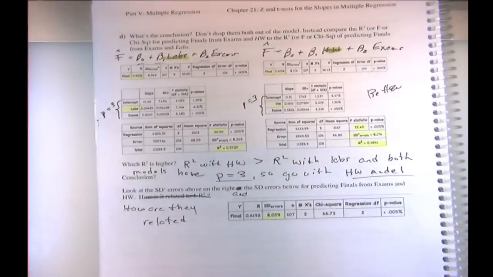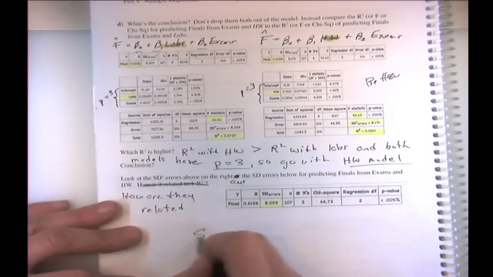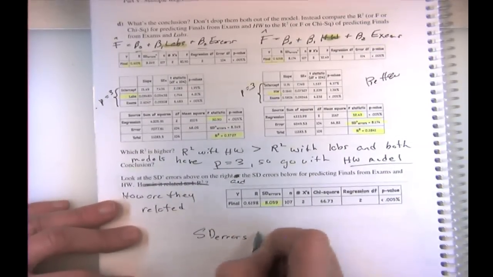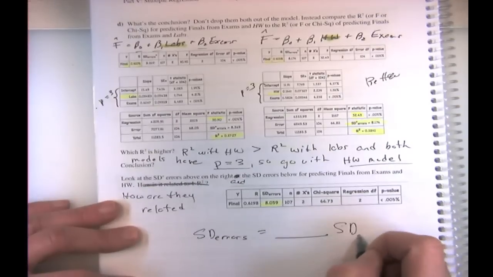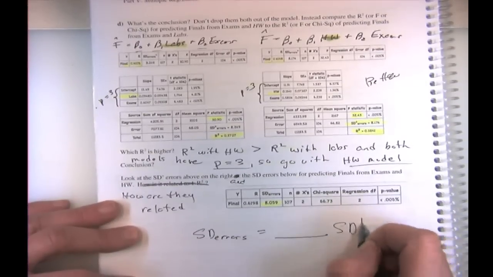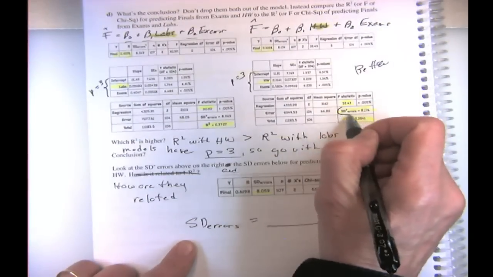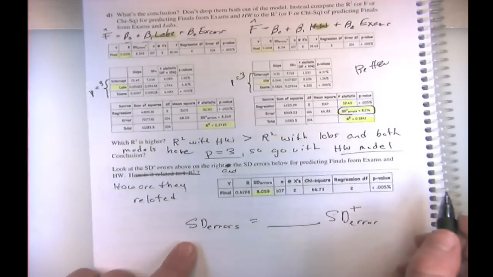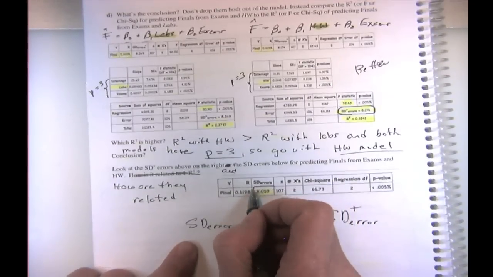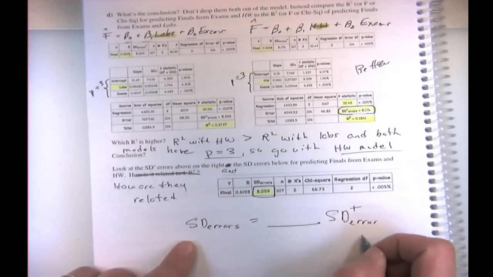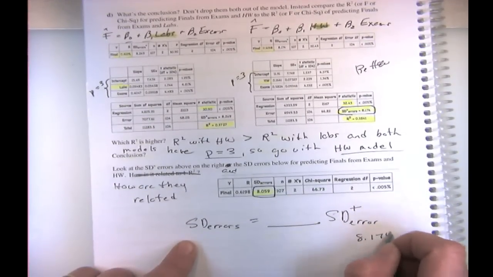So we want to know how SD errors relates to SD errors plus. In this example, this is SD errors plus right here, and this is SD errors. So how are those two related? This is the plus, 8.174, and this is the errors, 8.059.